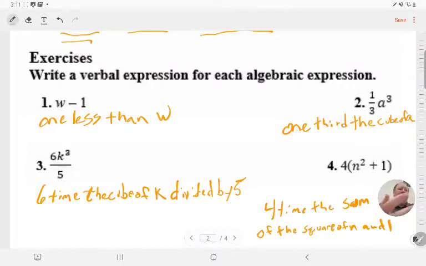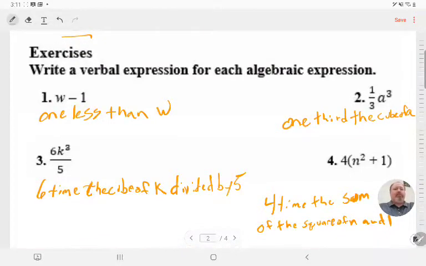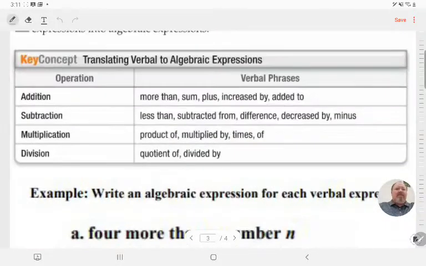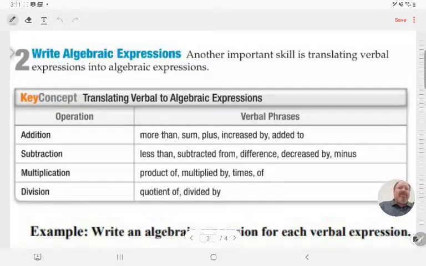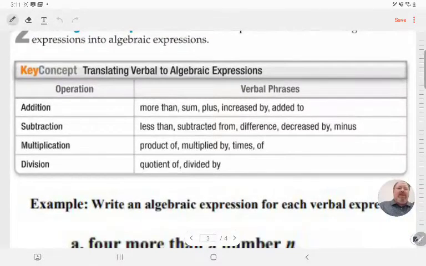And again, there's more than one way to do these. It's not always just one way. Okay? But you have to be able to read that and be able to figure out what the problem is from what you write. All right. So let's see. Next, we're talking about writing algebraic expressions. So I gave you a little box here.